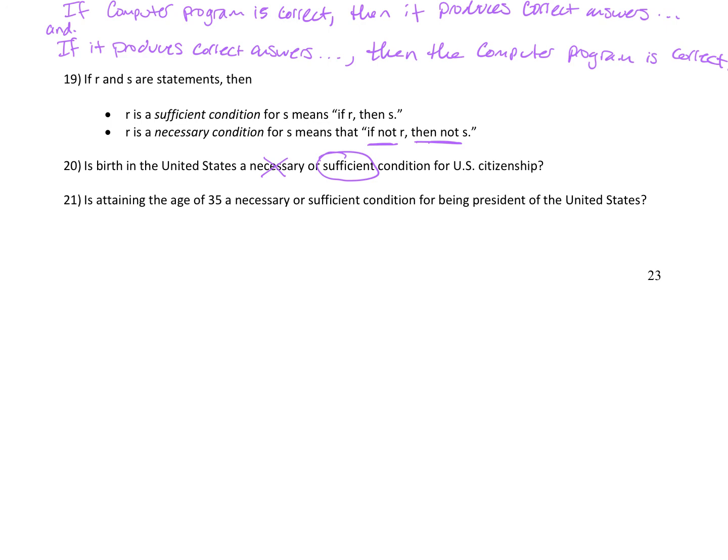Now, the other terminology, necessary. Is attaining the age of 35 a necessary or sufficient condition for being president of the United States? It is necessary. You must be 35 to be president of the United States. If you're not 35, then you cannot be president, right? So it is necessary, but it's definitely not sufficient. Being 35 is not enough to get you to be president. Otherwise, we'd have a lot of presidents, right? So it's not the fact that if you're 35, then you're president, but it is a necessary condition.